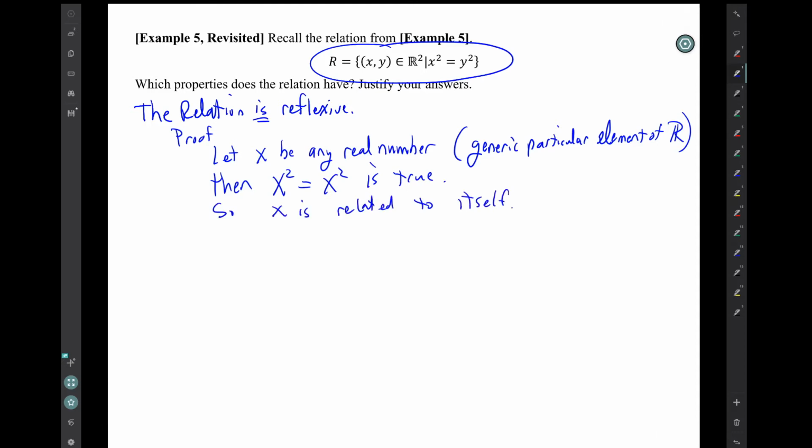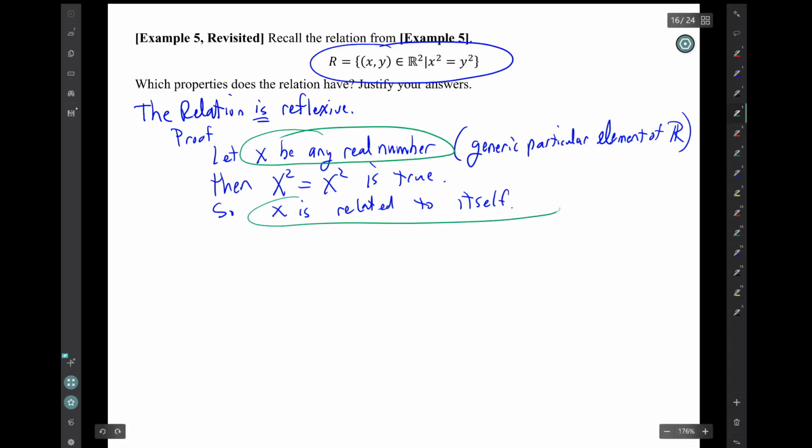So there's the proof. We start by introducing a generic particular element of the real numbers. So we say let x be any real number, and we somehow show that x is related to itself. So again, the statement that the relation is reflexive is a universal statement. You can't prove it by just saying, 3 is related to itself, so good, we're done. We're not done. You can't prove a universal statement by giving an example. You have to do a general proof, introduce a generic element of the set.